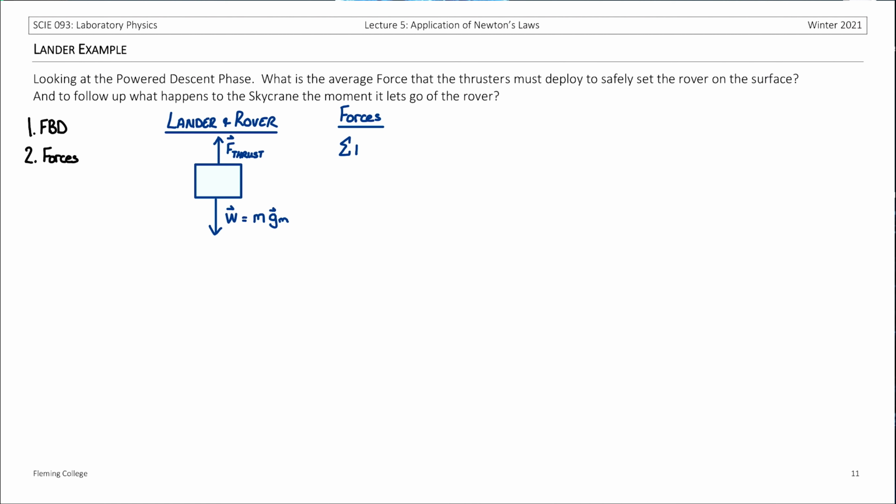This consideration is still the sum of all of our forces, which is the force of thrust plus the weight, and that's going to tell us how to get our mass of our rover to accelerate as desired. While we don't know many of these quantities, we can start to put in consideration of their direction. So our force of thrust will have a magnitude in the positive direction, and we'll have to subtract from that, because it's in the negative direction, our mass times the gravity due to Mars, and this will be equal to our mass times our acceleration.